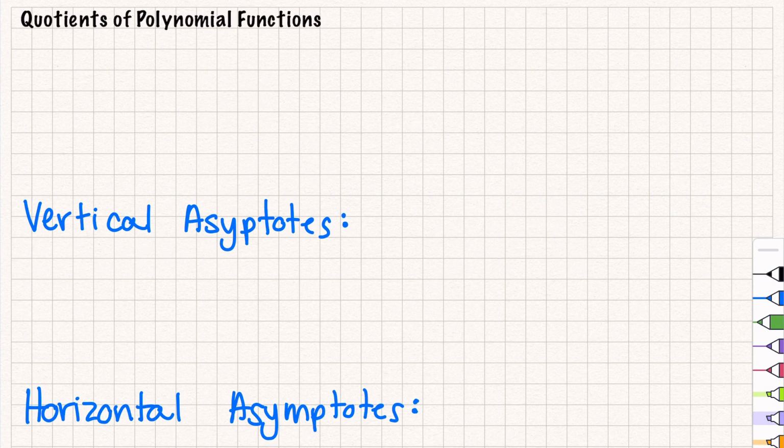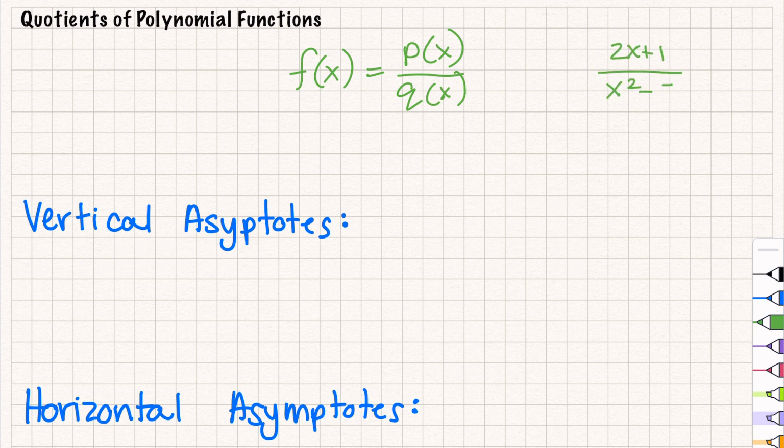So next, we're going to look at the quotients of polynomials. Now we know that for rational functions, we have f(x) equals p(x) over q(x), and p(x) and q(x) are both polynomial functions. q(x) cannot equal 0. So an example would be (2x + 1) over (x squared minus 5), or even 3 over x.